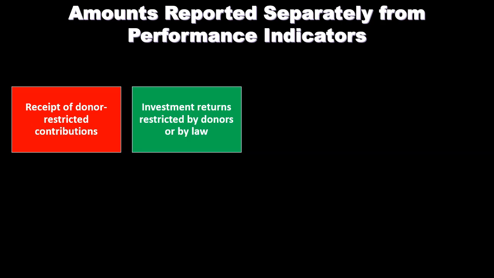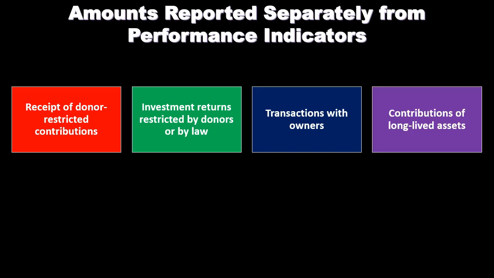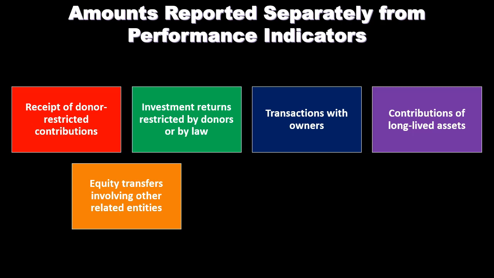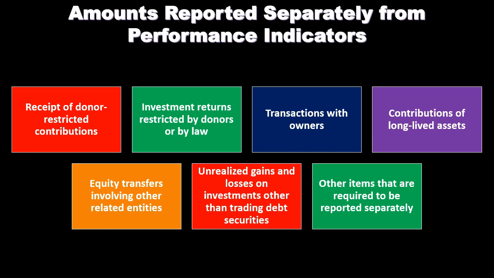Amounts reported separately from performance indicators. In other words, what's not going to be included in the performance indicator number, what's going to be reported separately outside of that bottom line number that helps us indicate performance, how efficient the operations have been. Receipt of donor-restricted contributions, investment returns restricted by donors or by law, transactions with owners, contributions of long-lived assets, equity transfers involving other related entities, unrealized gains and losses on investments other than trading debt securities, and other items that are required to be reported separately.